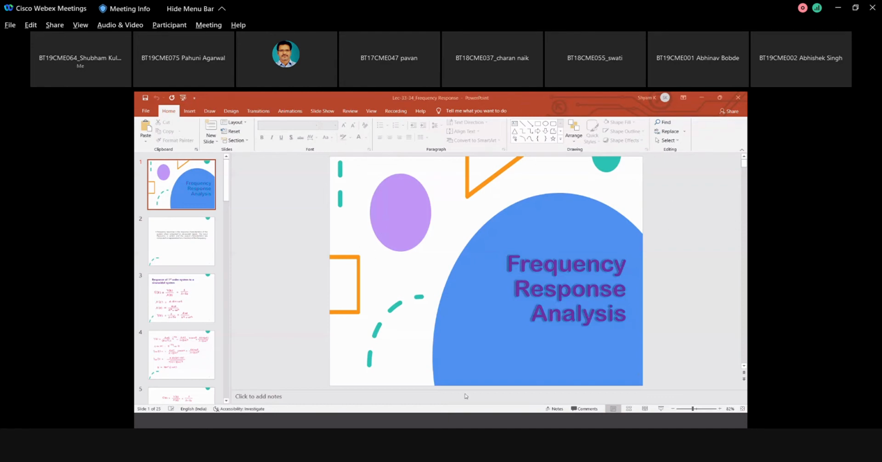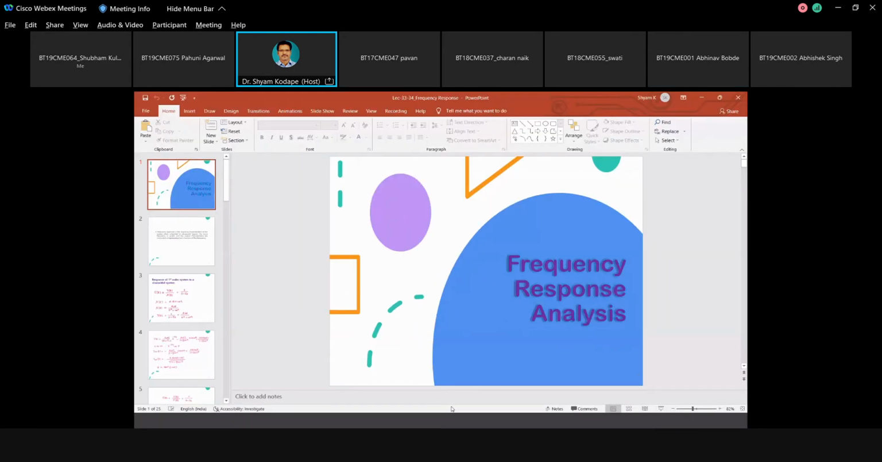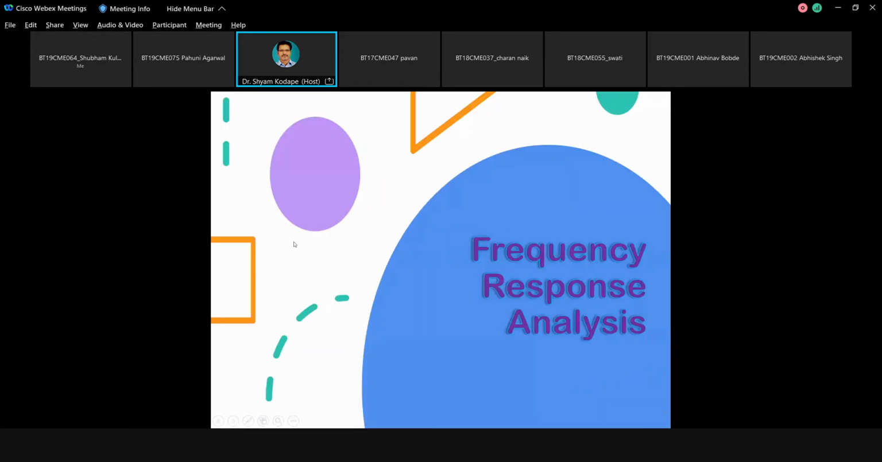So the next topic is frequency response analysis. It is again a graphical methodology of analyzing the response of the system when it is subjected to a sinusoidal input, as we have discussed for the sinusoidal input. A little recap of that we will see here. In the sinusoidal input, let me tell you what the frequency response and the frequency response analysis are.